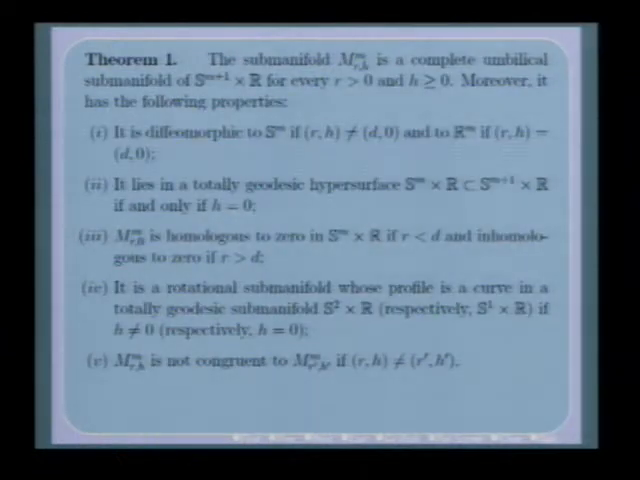So, part of these statements are obvious. They just follow from the fact that a conformal diffeomorphism preserves umbilical submanifolds. This is just due to the fact that totally geodesic hypersurfaces of this product space are just the images by this map, the inverse of phi, of hyperplanes through the origin in Euclidean space.